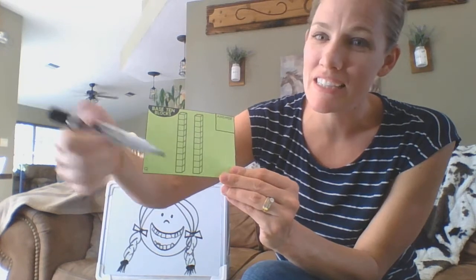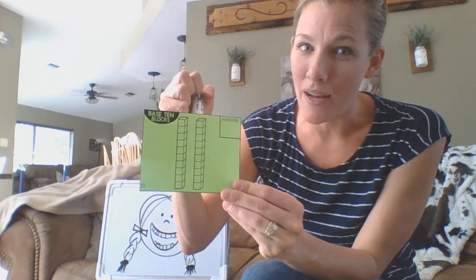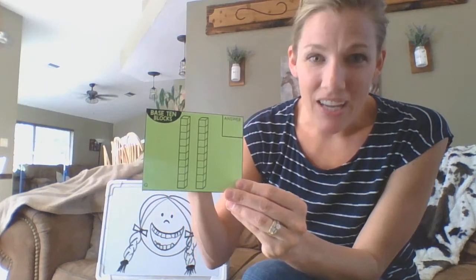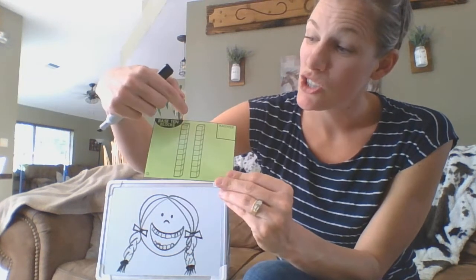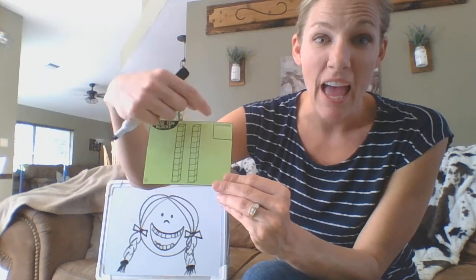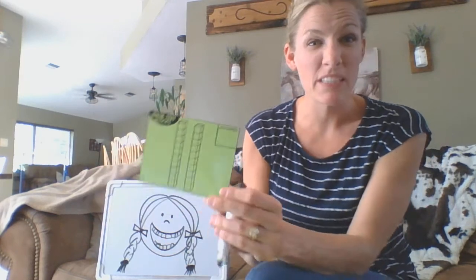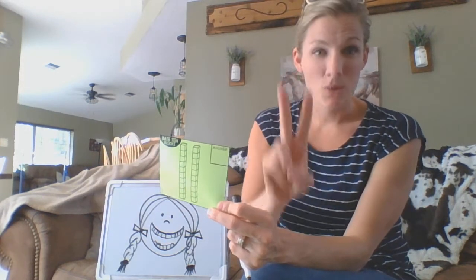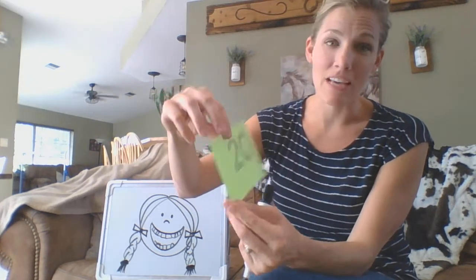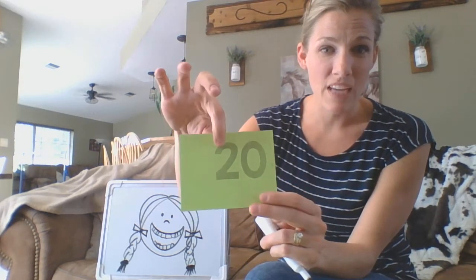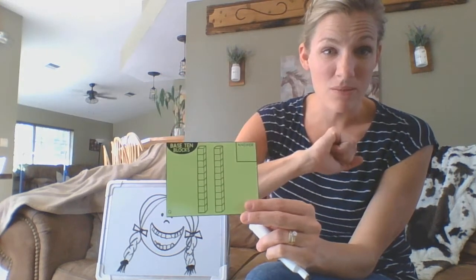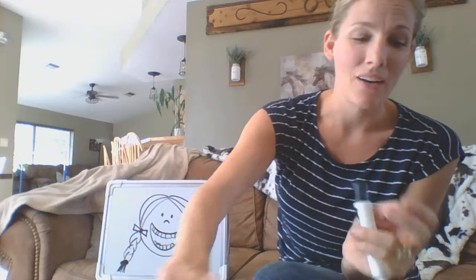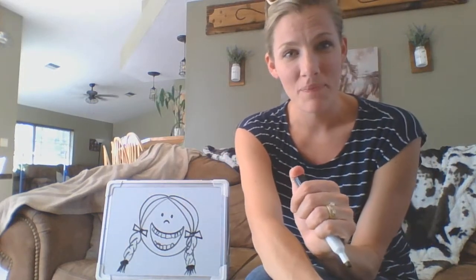Each one of these is a group of 10. So I would count those by tens. So one group of 10 and the next group of 10. If I counted by tens, that would be 10, 20. Two groups of 10. So that's how we would write it. Two groups of 10 and 0 ones. Are there any ones on this one? Nope.